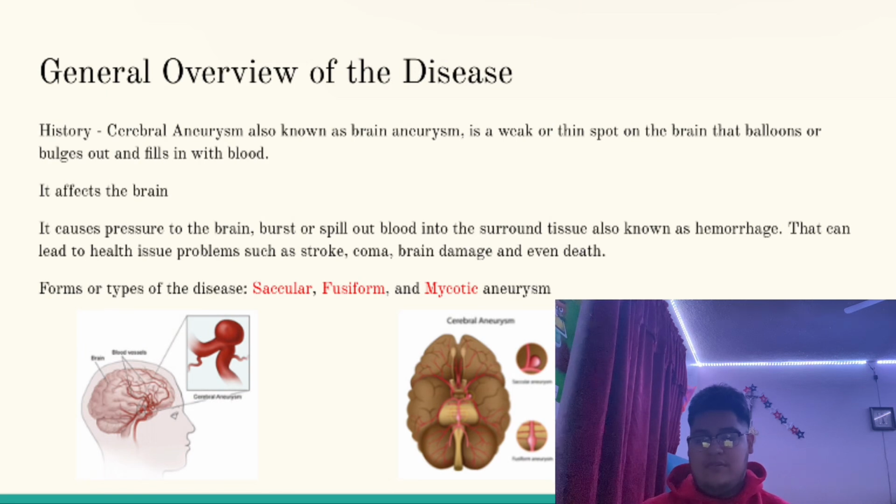It affects only the brain, which causes pressure that can make the brain burst or spill out blood into surrounding tissue, known as a hemorrhage. That can lead to health problems such as stroke, coma, brain damage, and even death. There are three types of the disease: saccular, fusiform, and mycotic.